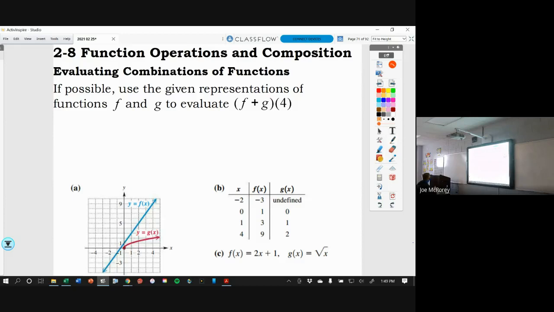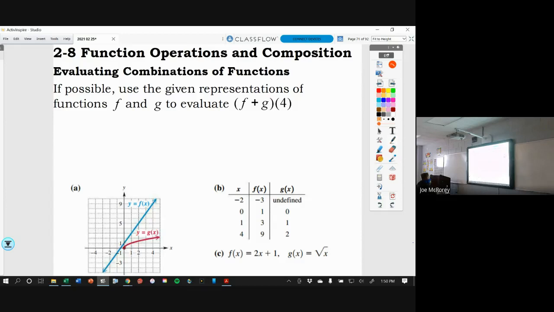They're all the same. What? It all represents the same information. The blue line, the equation of that blue line is 2x plus 1. The equation of that red curve is the square root of x.